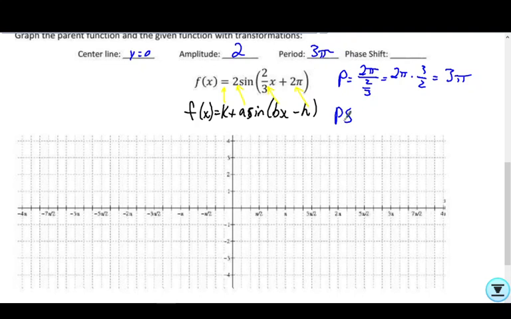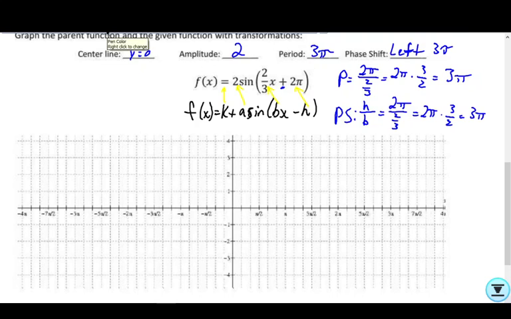Now my phase shift, which is h over b, is going to be 2 pi over 2/3, which is 2 pi times 3 over 2, which is 3 pi. Since this is positive, we're going to the left 3 pi. Okay?